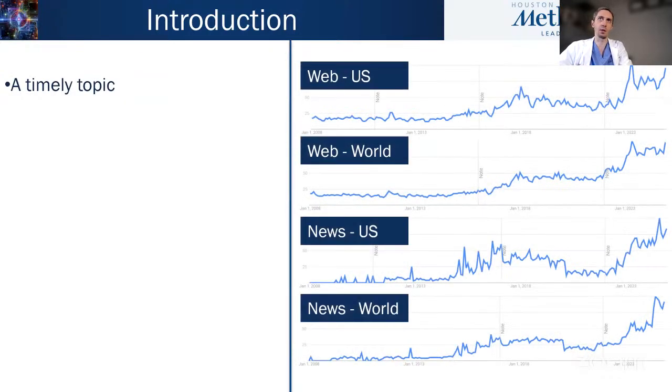So first off, as I mentioned, this is a very timely topic, and if you look at Google Trends, both in terms of web searches and news searches, right now we're at the peak. The last year or two have definitely been very popular in terms of artificial intelligence, and this is also true for the scientific literature.